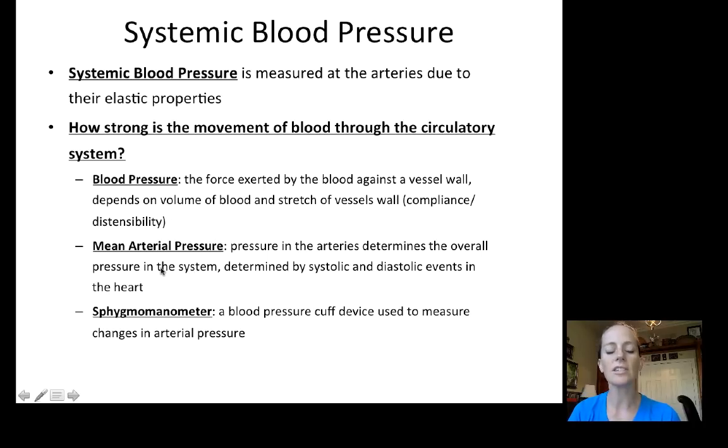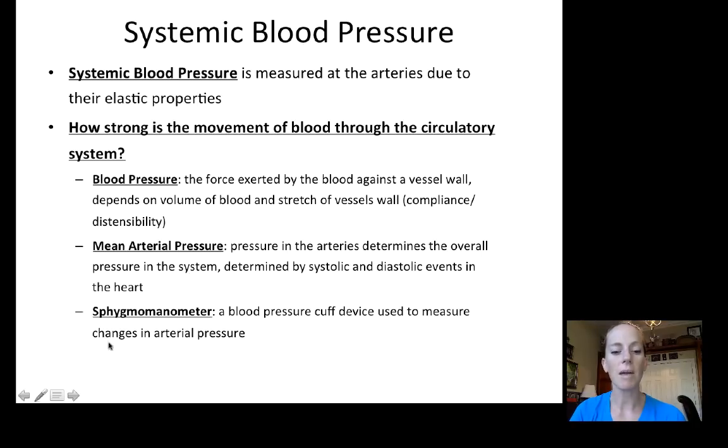And that is the pressure in the arteries that determines the total pressure in the entire circulatory system. So you can imagine there's different times when we would want to do this, right? Sometimes we want to know locally how much blood is getting to a certain area. Let's say you're doing a lot of squats and you're working your legs a lot. You're going to get some excess blood going to those tissues that really need it. But sometimes we also want to think about the total system. And in that case, we're looking at mean arterial pressure, and this will be a calculation based on the difference between systolic and diastolic events in the heart.